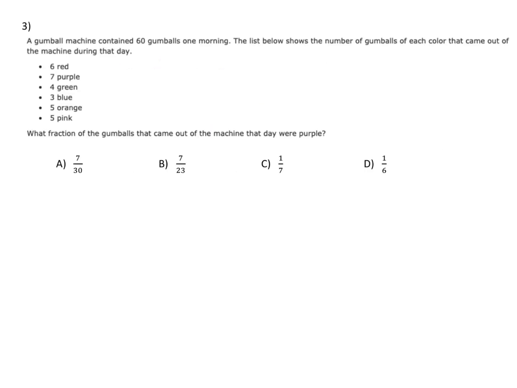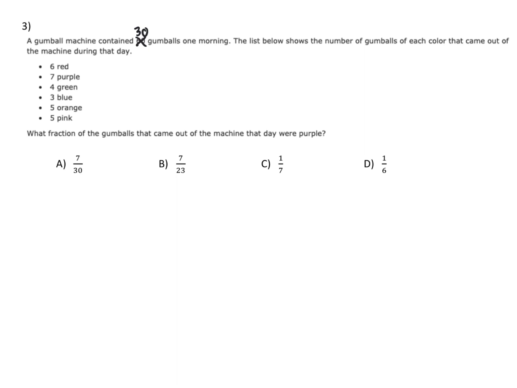Number 3 says a gumball machine contains 60 gumballs one morning. That is a typo. This should say 30 gumballs one morning. The list below shows the number of gumballs of each color that came out of this machine during that day. So I figured out that was a typo because I added up all of those numbers, which should be the first thing you do when you are given this list.